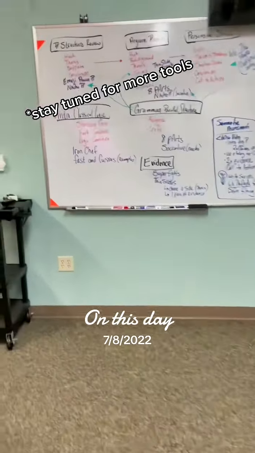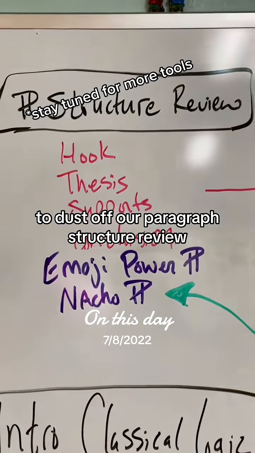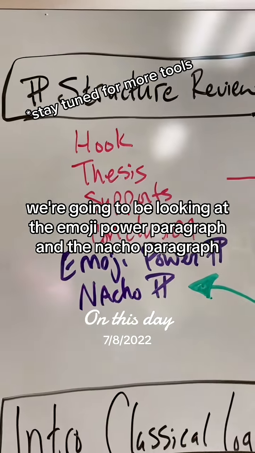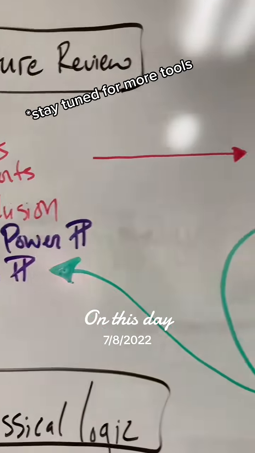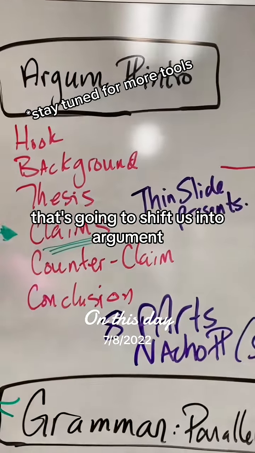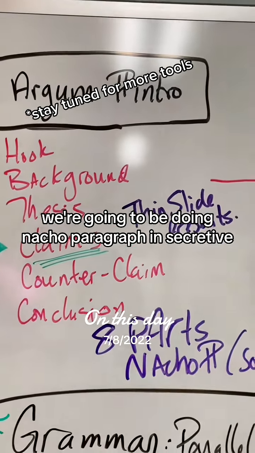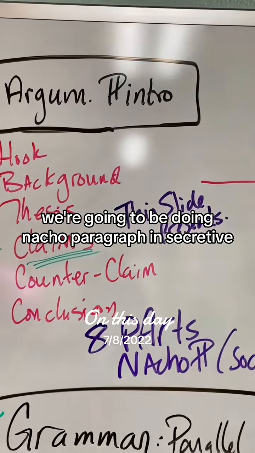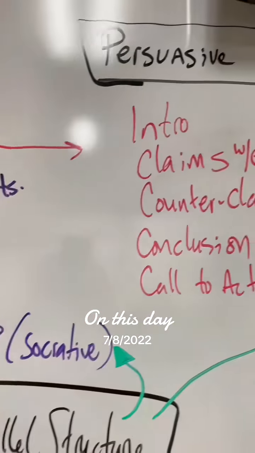Let's check it out. To dust off our paragraph structure review, we're going to be looking at the emoji power paragraph and the nacho paragraph. That's going to shift us into argument. Check it out. We're going to be doing 8 parts. We're going to be doing nacho paragraph in Socrative, and we'll be presenting with thin slides.